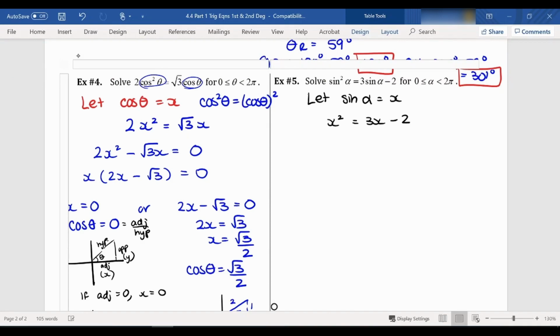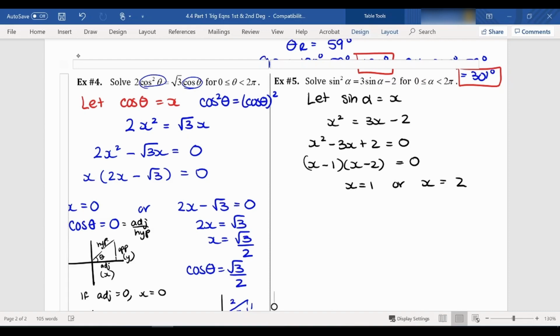As soon as I see a quadratic, I know I need everything on one side, make it equal to 0, and then I can factor. So this would be x squared minus 3x plus 2 equals 0. If I factor this, I get x minus 1 and x minus 2 equals 0. This means x equals 1 or x equals 2.